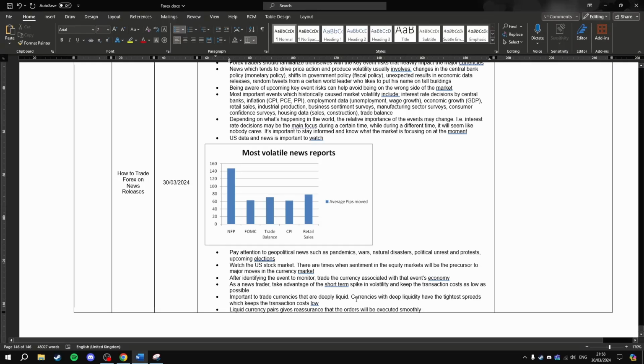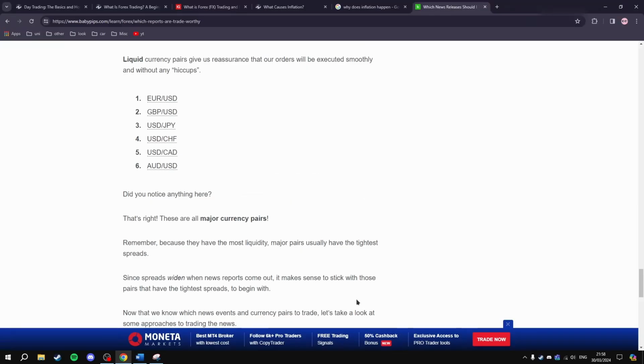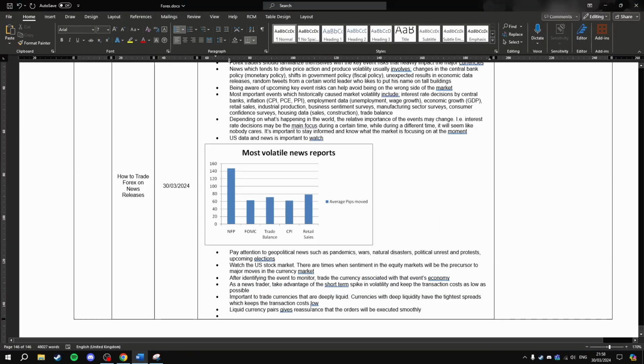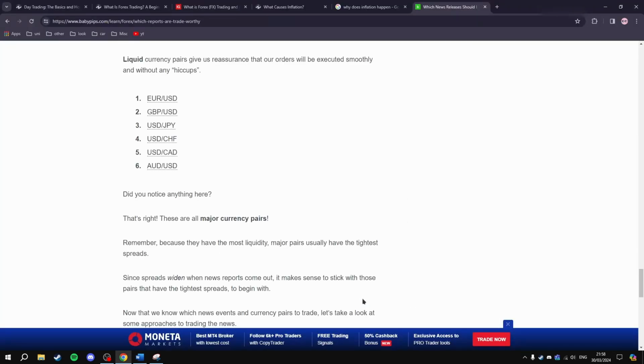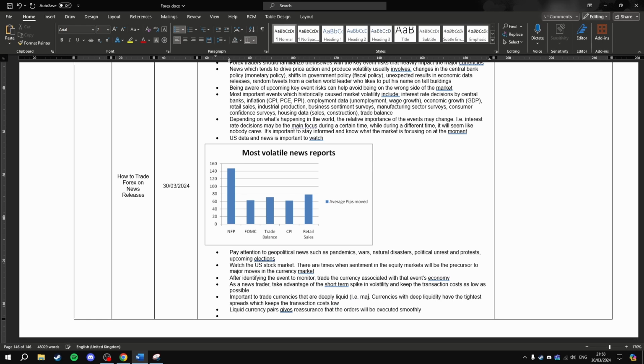Liquid currency pairs, i.e. major currency pairs.